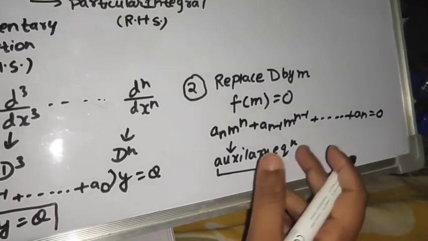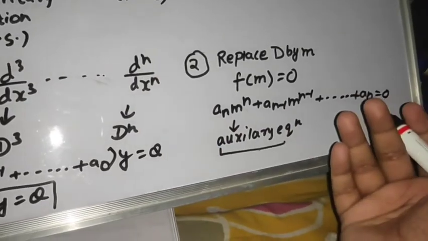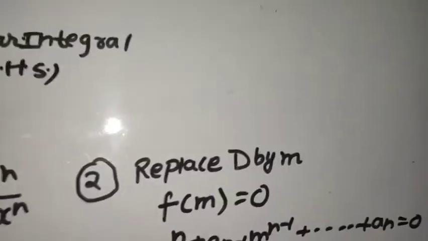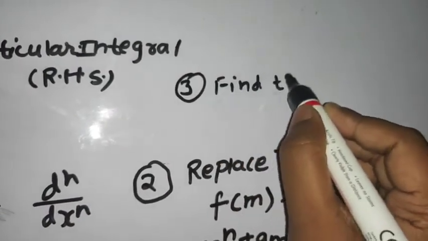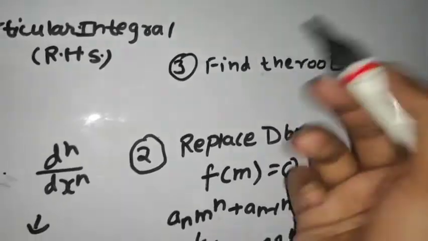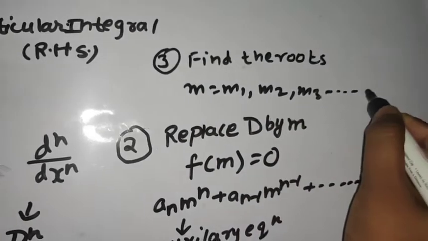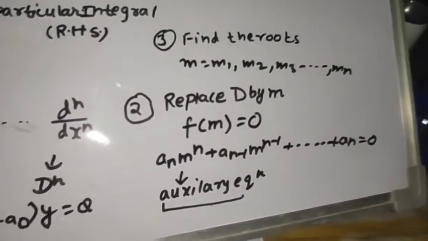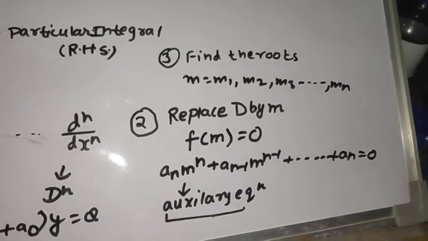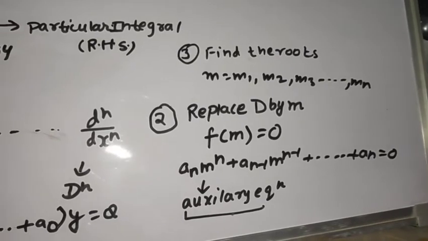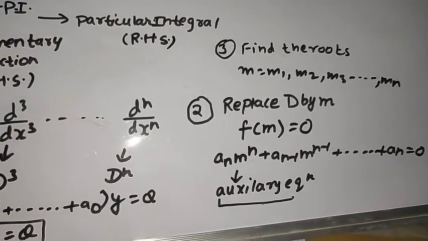So the second step gives you an equation which we know as the auxiliary equation, and the roots of this auxiliary equation will move you to the third step. So what is your third step? Your third step is to find the roots, and let's say the roots are m equals m1, m2, m3, and so on up till mn. Whatever roots you are getting, find those roots. Now we will have some cases depending on whether the roots are real and distinct, whether the roots are equal, whether the roots are complex. Depending upon that, we will be having cases.